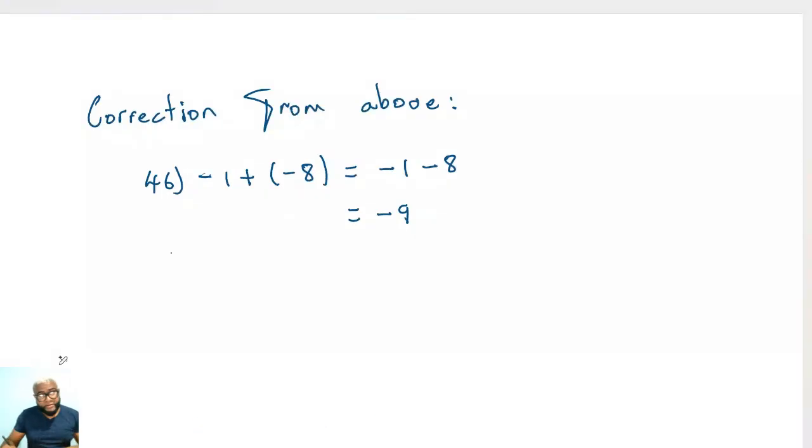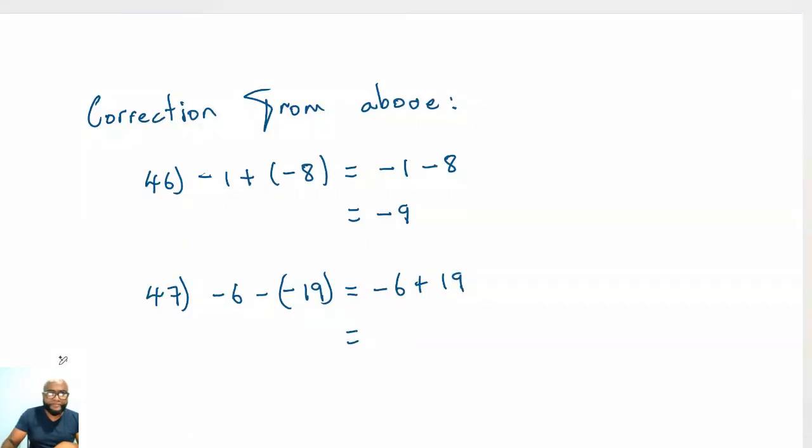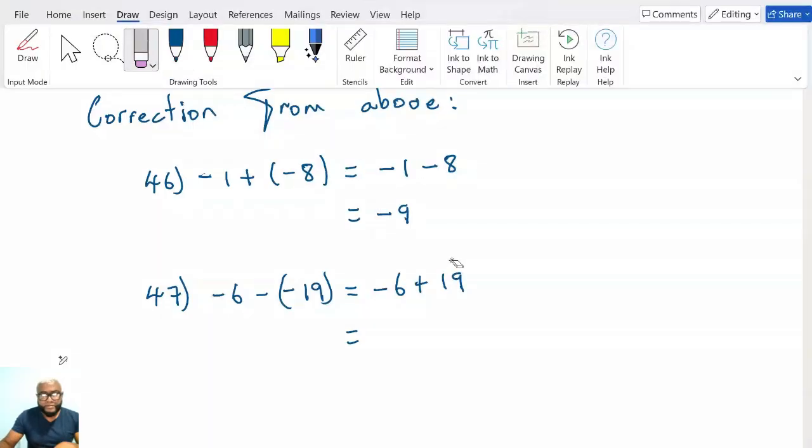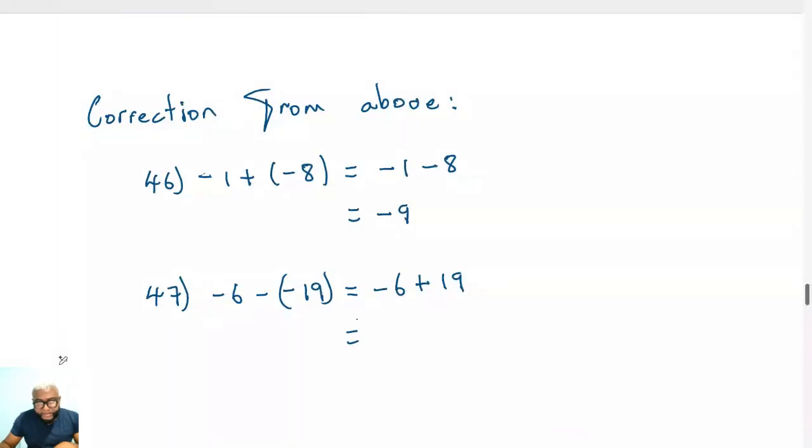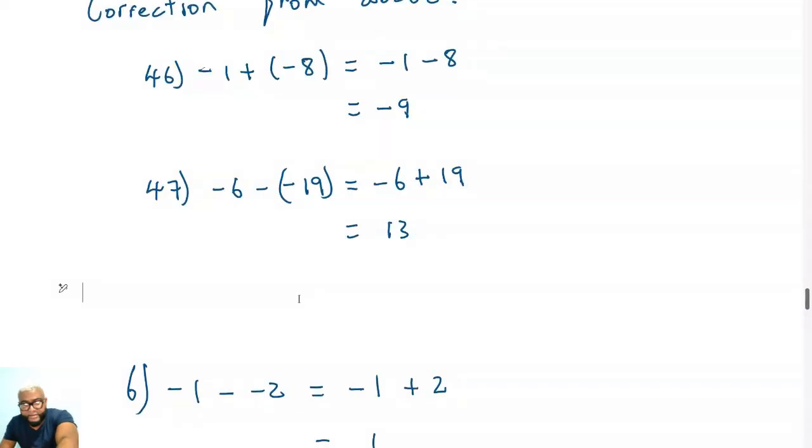Let me go, 47. Call it out for me. Negative 6 minus negative 19 equals. Right, so let's get rid of them double signs there. A minus and a minus will be a? Positive, sir. Plus 19, right? So let me go. What's the answer here now? 13, sir. Positive 13, excellent. I just want to make this plus a little better. Everybody good there? 47, yes, sir.